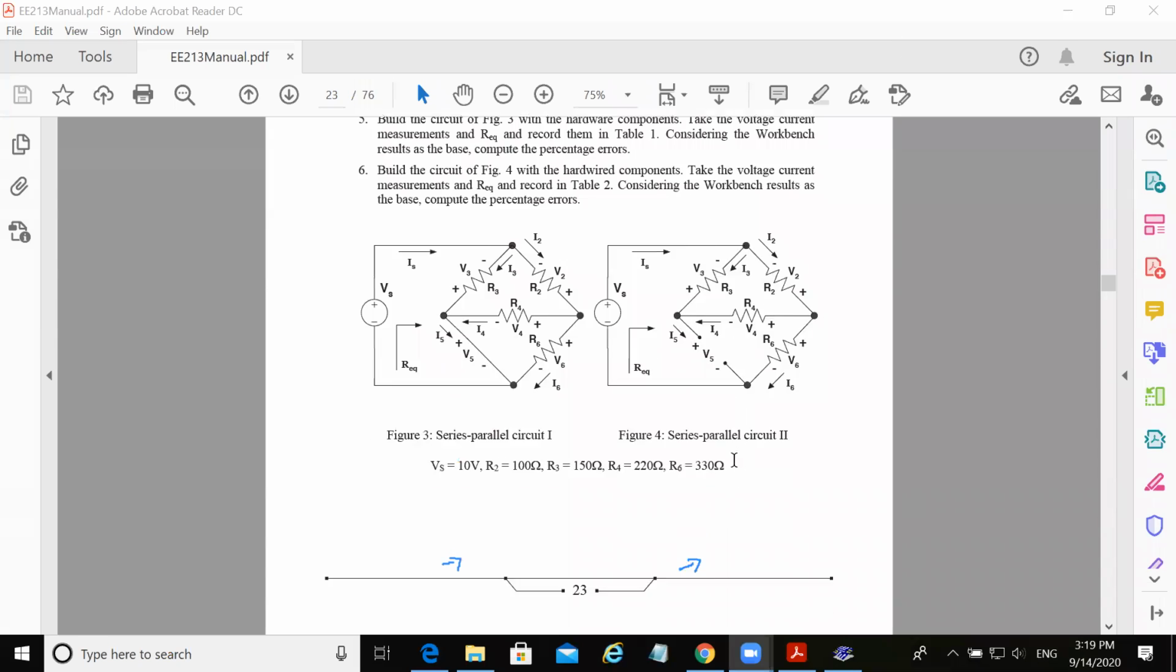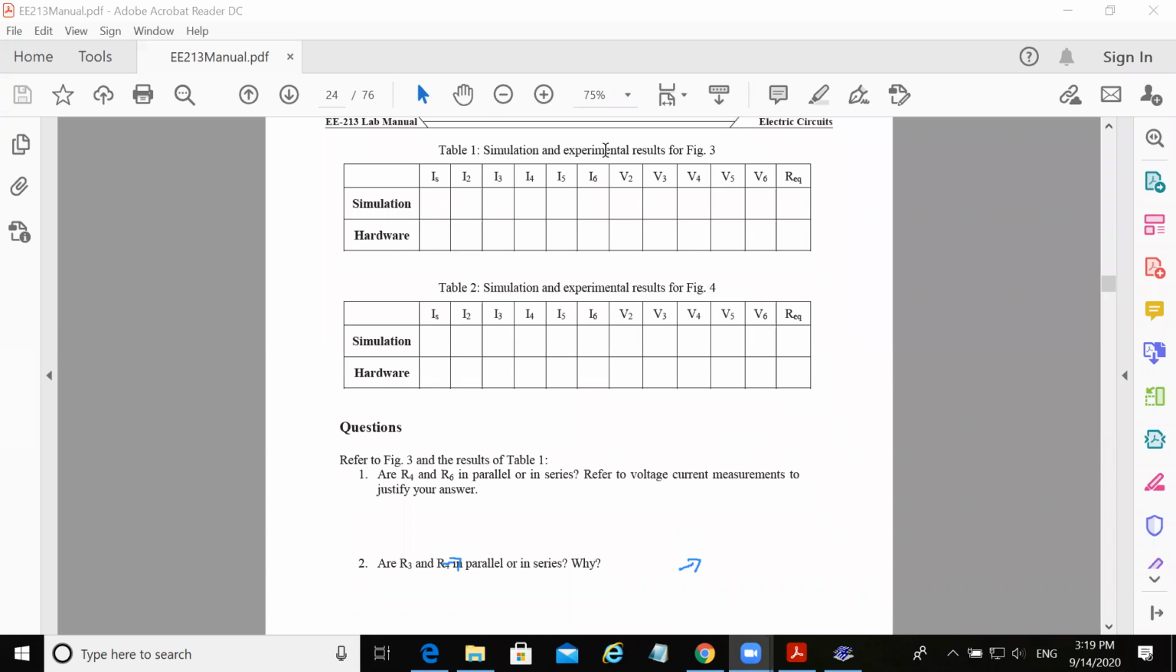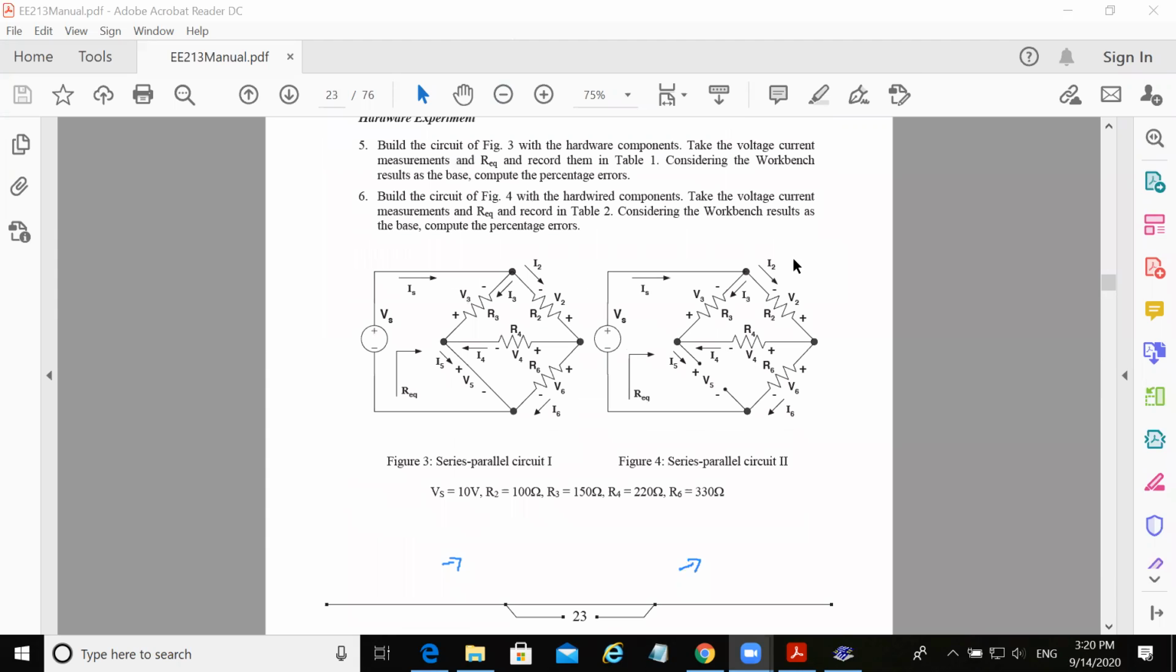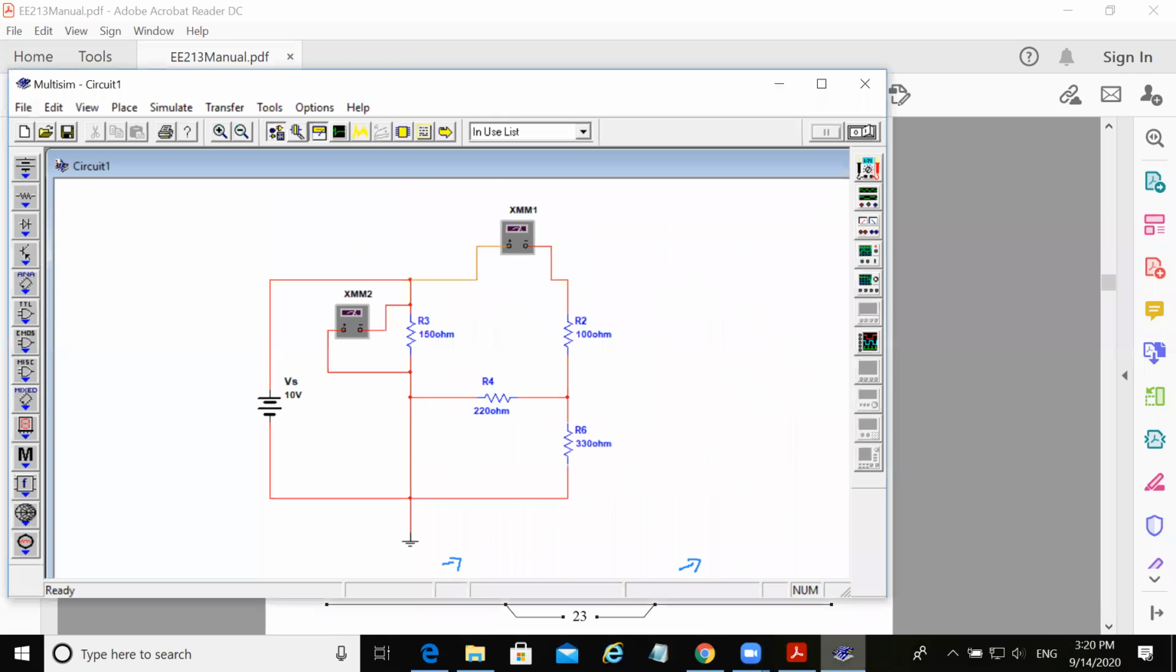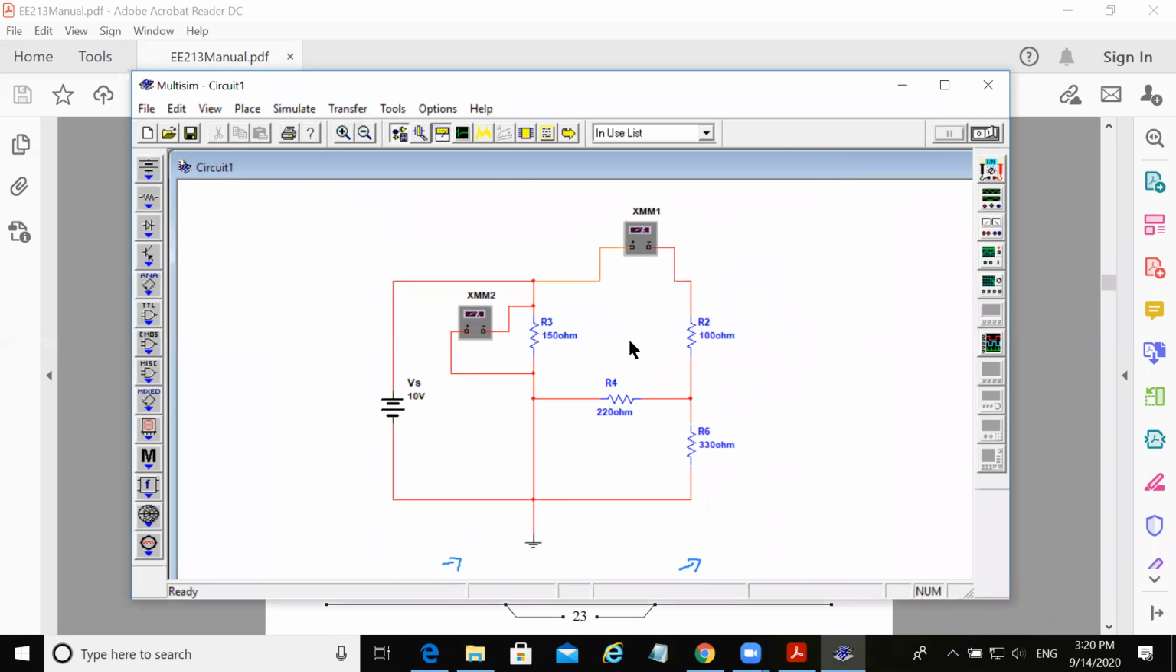On the next page, we have the table which shows all of the quantities that we have to measure. As always, since we are not doing hardware, please forget about this last row. You have to record all of these quantities, IS, I2, I3, and so on, from your Multisim. Now let us move to Multisim to see how to design the circuit. I will not show you how to design the circuit. You already know how to access different resistors and place them on the workspace. I have done that for you. The only thing we will do today is show you how to find different quantities.